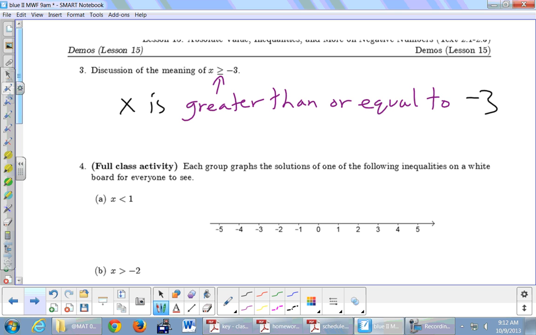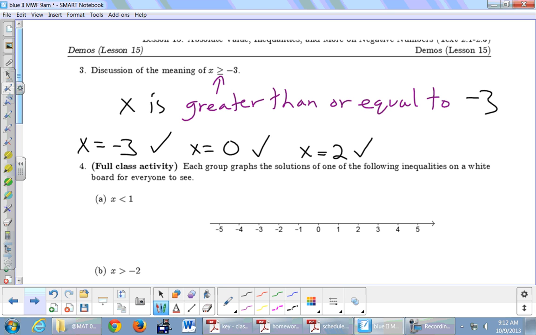Can anybody give me a value of X that works? Any value of X that's greater than or equal to -3? -3, just barely fits in there because it's equal to -3. So that one works. Any other number that works? 0 works. X equals 2 works. These are all numbers that are bigger than or equal to -3.